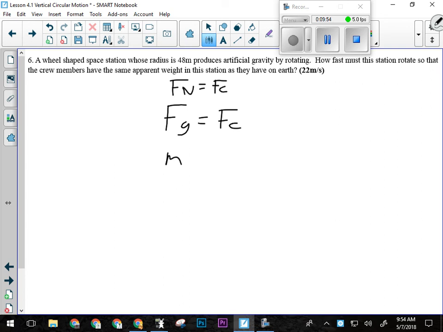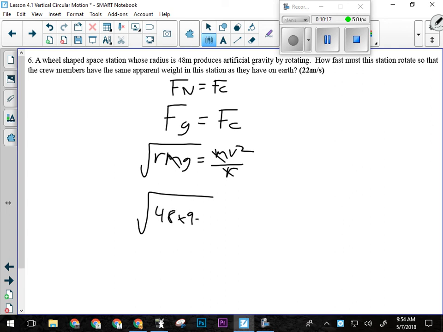So we end up with, again, mg equals mv squared over r. Then we're solving for how fast it has to rotate, so we're solving for v. We multiply both sides by r, divide both sides by m, it cancels, and then square root. Again, we're left with the square root of gr, just like we always are. So we have 48 meter radius times 9.81, square rooted, and that gives us 22 meters per second.